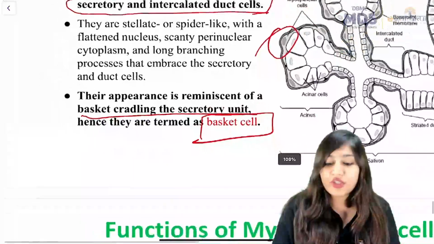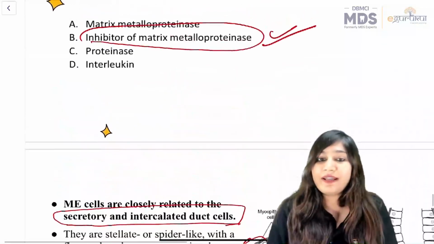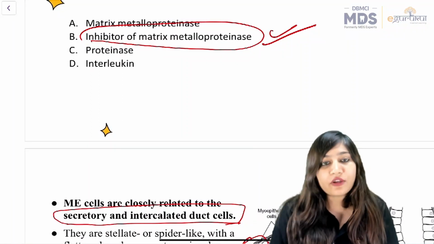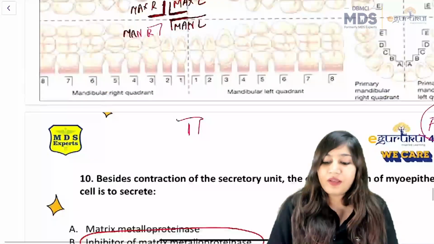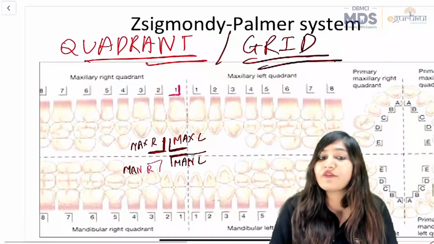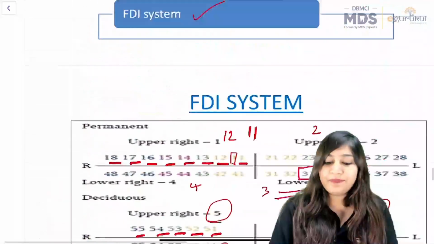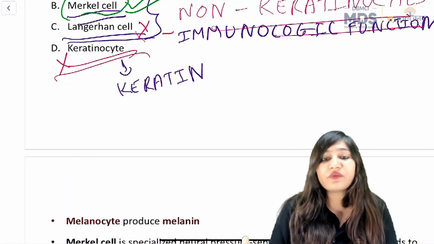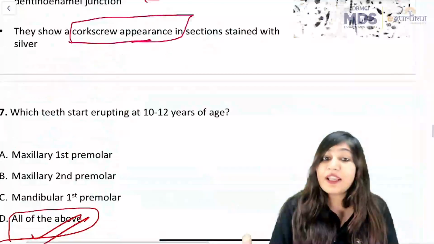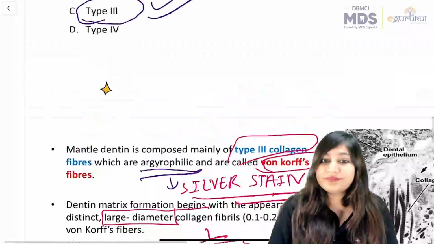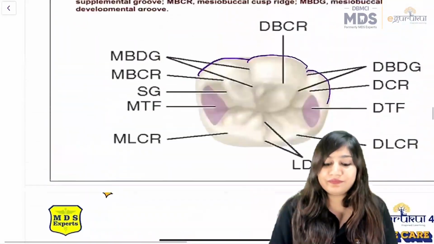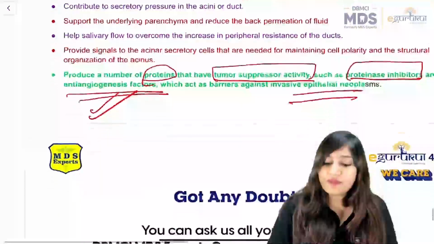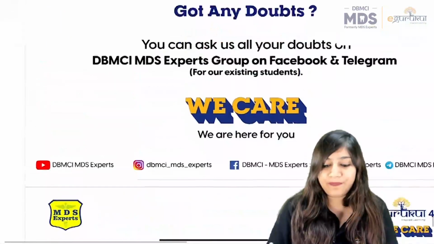So from this session, we have seen that tooth numbering system we have completed. We have discussed about the tooth development, stages of tooth development, salivary gland, we had a question from salivary gland, right? Then we studied about non-keratinocyte cells. Which are the non-keratinocyte cells? Eruption timing, fibers of dentine, and basic occlusal anatomy of premolar as well as molar.